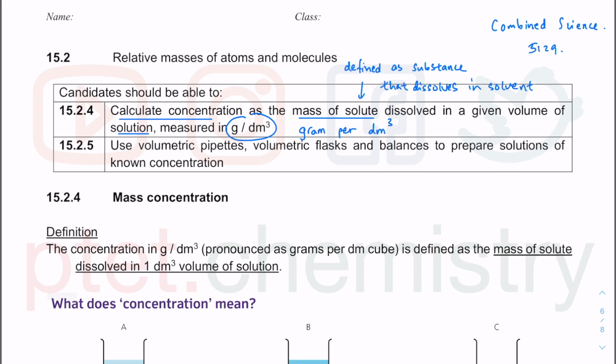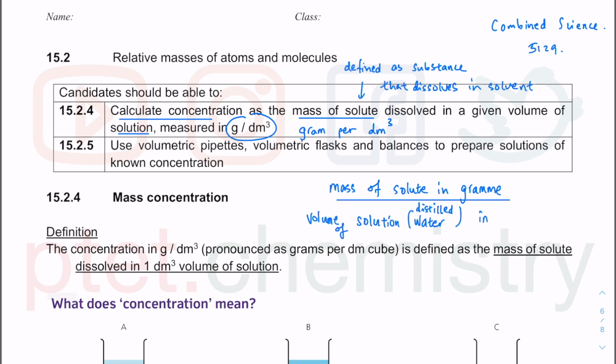dm cube. So what does gram per dm cube mean? It means you have the mass of solute in gram, and then you have a solution, which is typically just water. Most of the time you'll be dealing with distilled water. In the lab we don't use tap water because tap water is not pure. It contains other impurities. Distilled water is pure water containing nothing else. So the solution, and it's got to be volume of solution in dm cube. So your unit is going to be gram over dm cube.